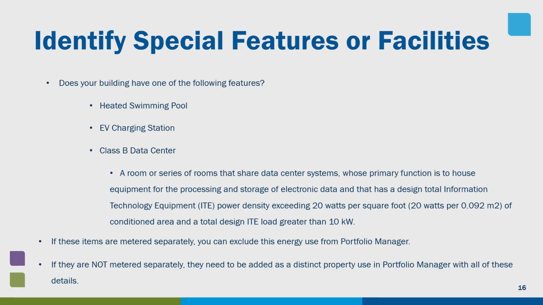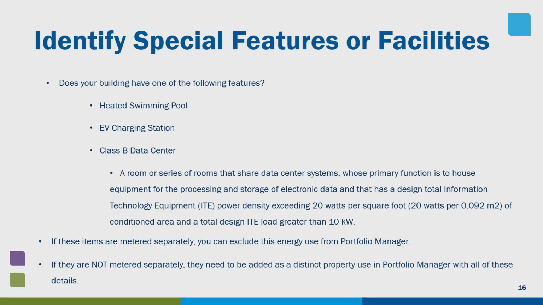For a heated swimming pool, enter the pool size, whether recreational if 20 by 15 yards, short course if 25 by 20 yards, or Olympic if 50 by 25 meters. Identify if the pool is indoor or outdoor, and enter the number of months the pool is in use. For EV charging stations, enter the number of charging stations and enter the type of charging stations, whether level 1, level 2, or DC fast chargers.